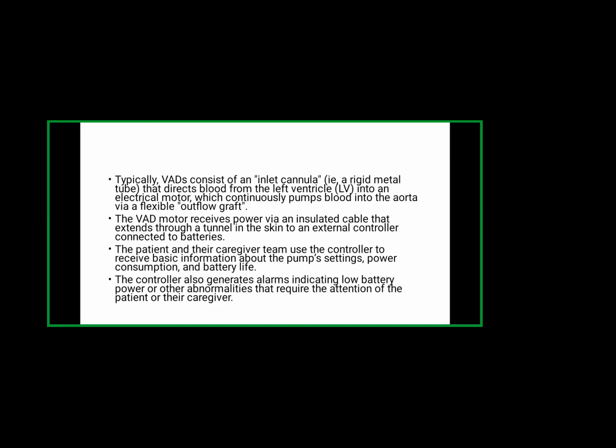Okay, so the motor, of course, receives power via an insulated cable that is tunneled through the skin to an external controller that is connected to batteries. Okay, the patient and the caregiver team are able to use the controller to receive basic information about the pump settings. Okay, they can change the pump settings, check the power consumption, and of course, change the battery when the batteries are going down. The controller also has the ability to generate alarms such as low battery and other abnormalities that may require the attention of the patient or the caregiver.